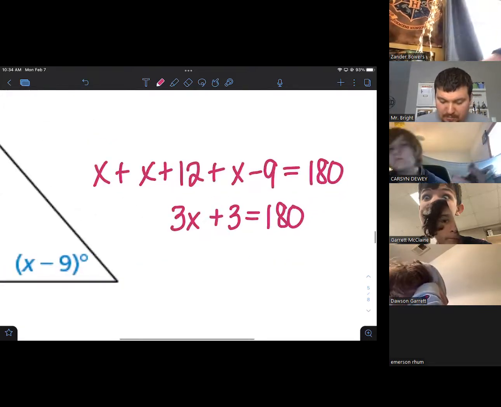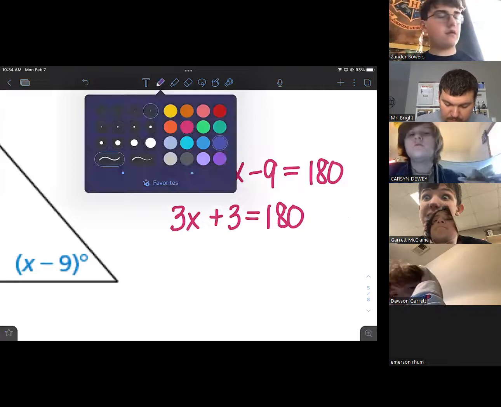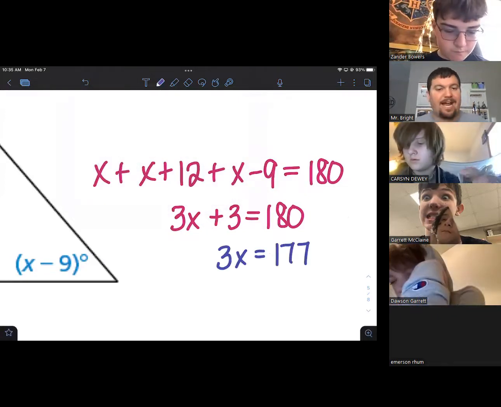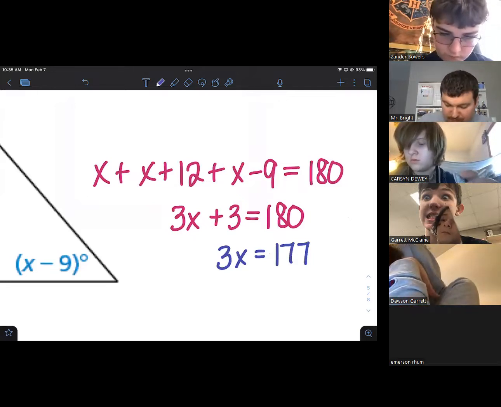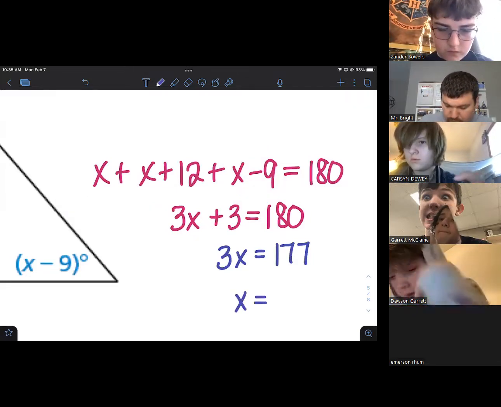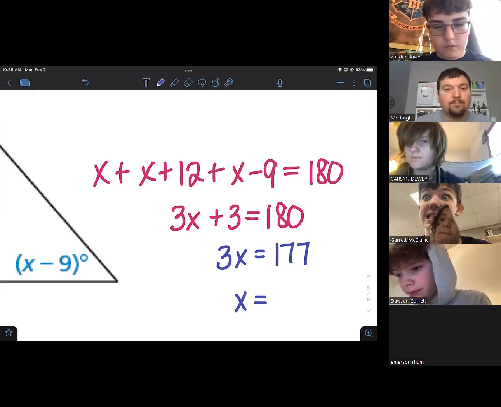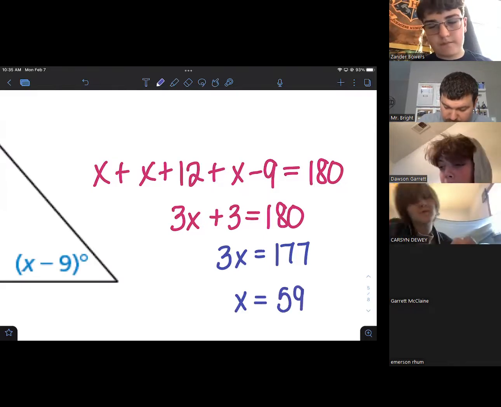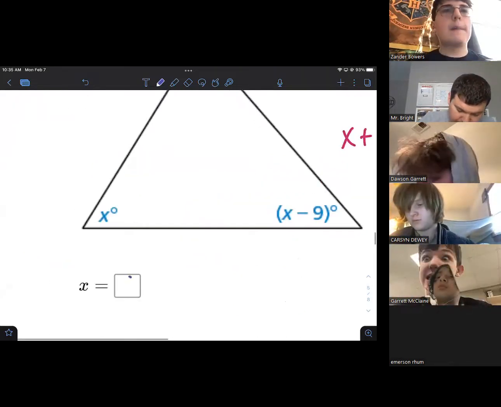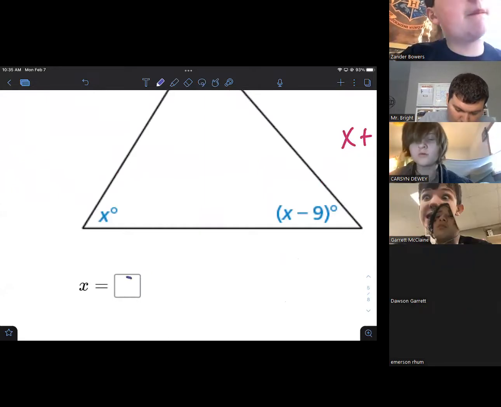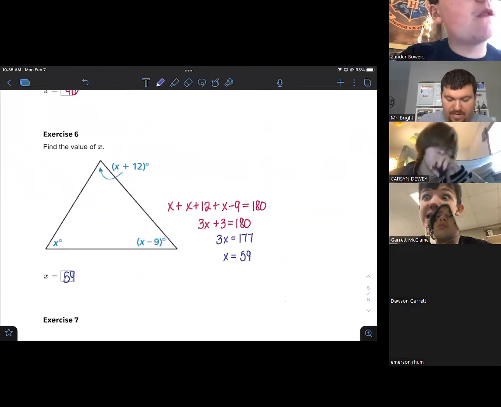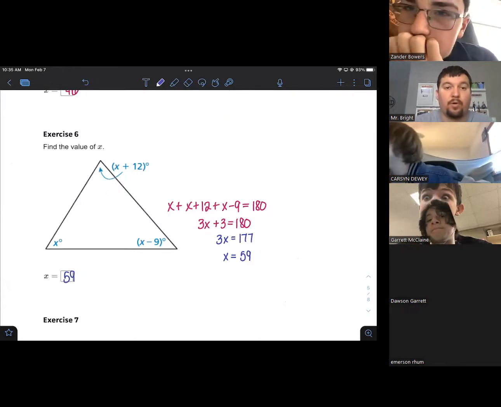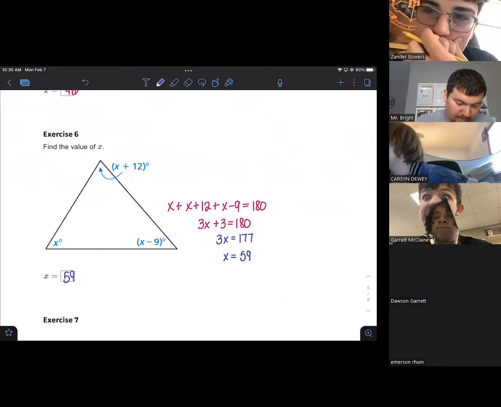My next step would be to subtract 3 from both sides, which is going to leave me with 3x equals 177. And my last step is going to be divide both sides by 3. And what's that going to give me for x? 59. 59, okay. So x is going to be equal to 59. And again, it just said, what is the value of x? So once I write x equals 59, I don't need to go back in and find the measures.